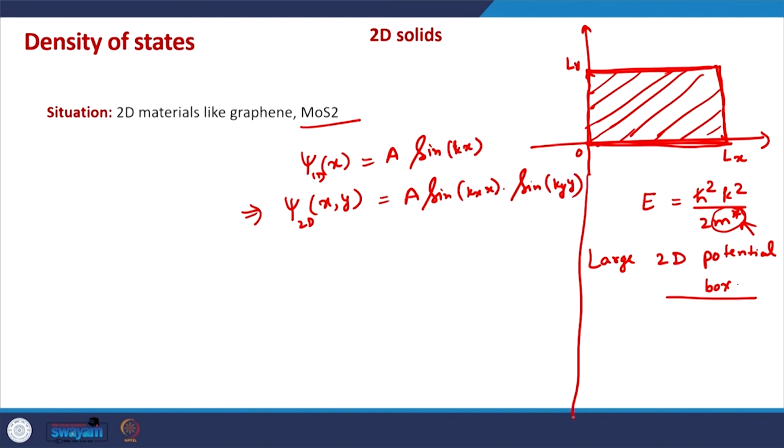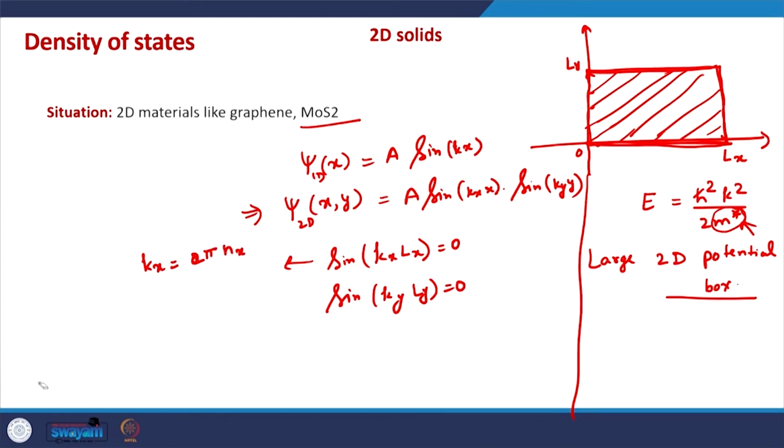As we saw in the 3D case, because of the boundary conditions, we need sin kx Lx to be 0 and similarly sin ky Ly to be 0. From the derivation of the particle in a box case, we deduce that the allowed kx values are nx pi by Lx, and ky would be ny pi by Ly, where nx and ny are integers.